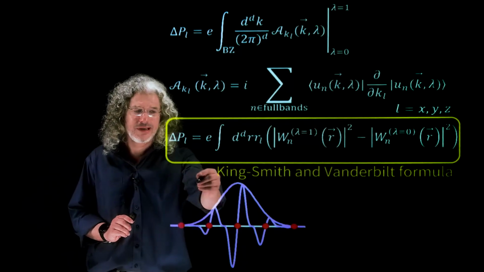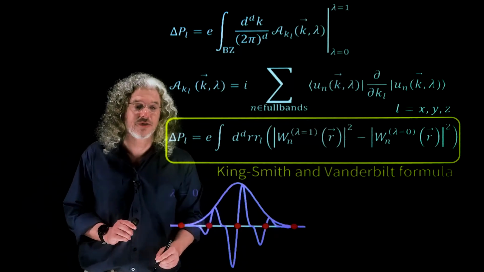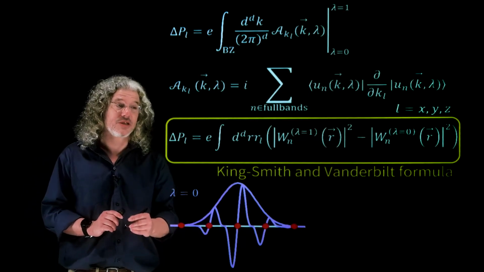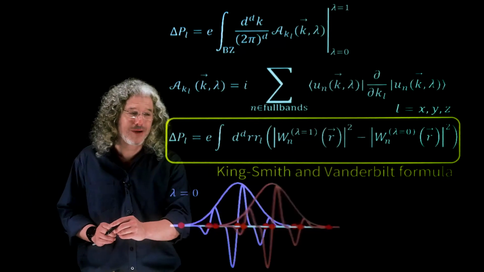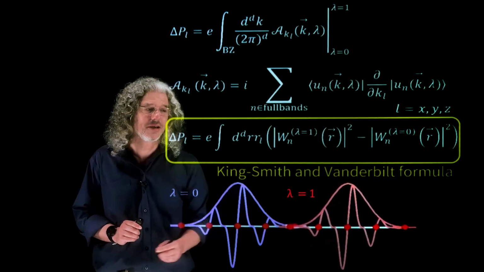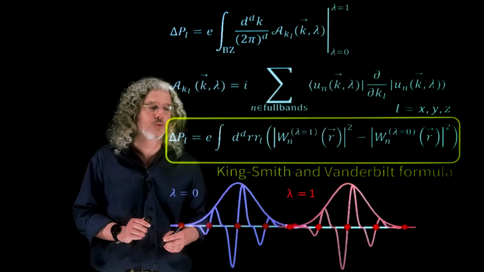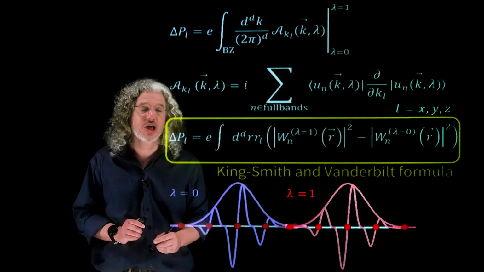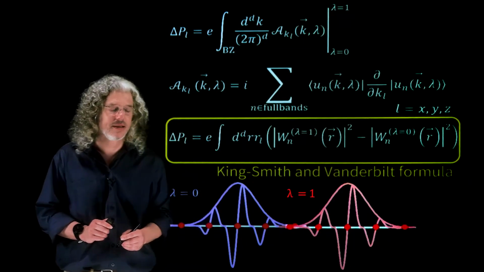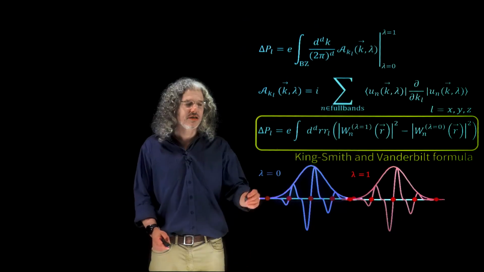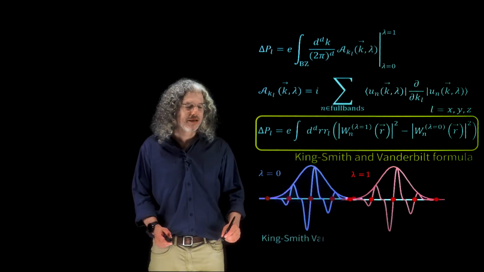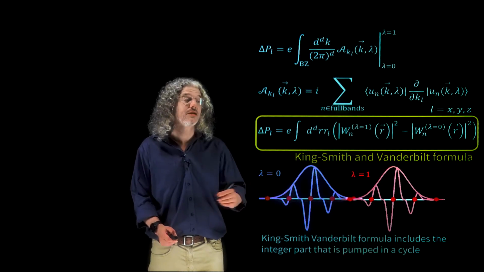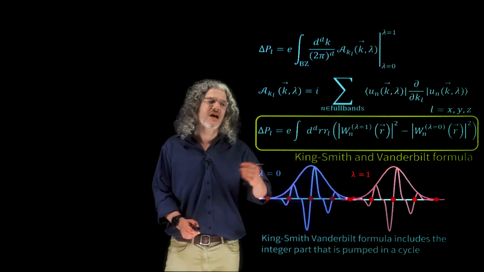So if we have at lambda equal to 0 this Wannier function, and as we change lambda from 0 to 1, the center of mass of the Wannier function moves in this direction. This will be lambda equal to 1. The difference between the two gives us the change in the polarization density. I would like to finish this video by saying that this King-Smith-Vanderbilt formula includes the integer part of the pumping as well as the Zak phase.